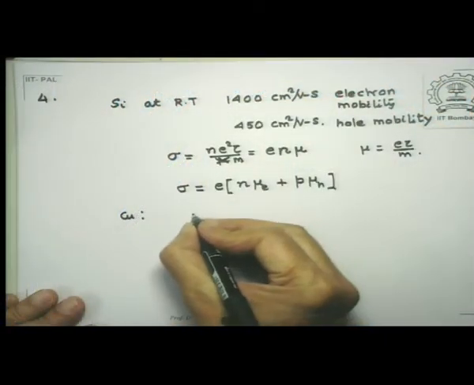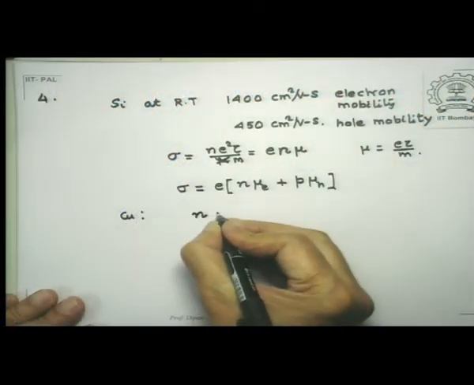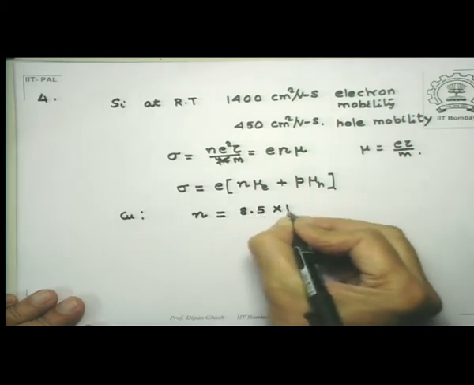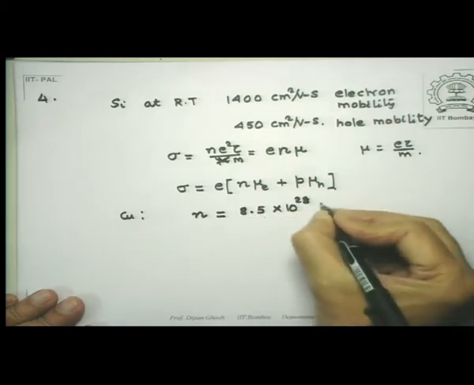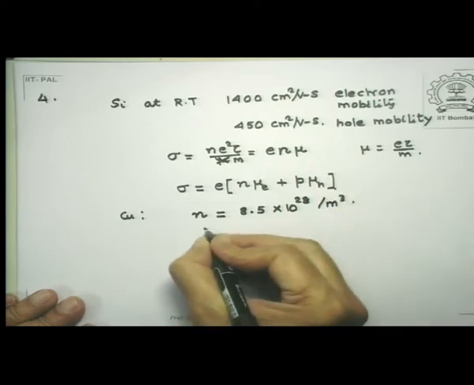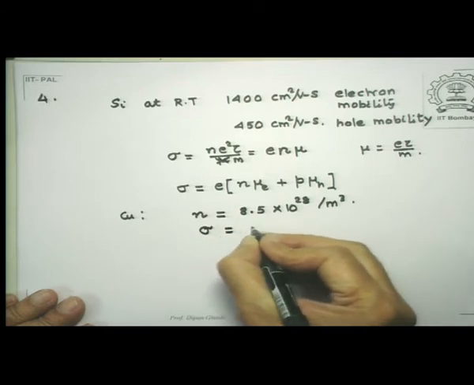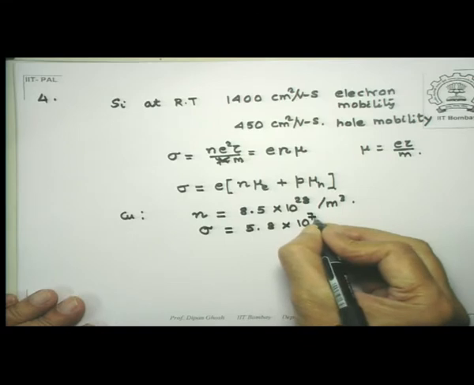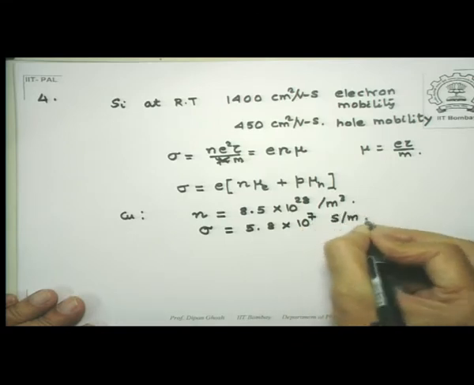So let's look at the copper, which we have been talking about. Remember, we calculated in one of the examples, the number density of copper was 8.5 × 10^28 per meter cube. And we had seen that σ is 5.8 × 10^7 Siemens per meter.